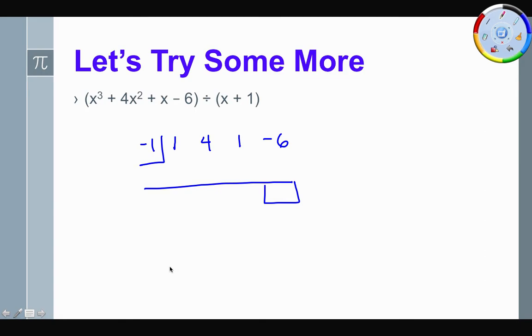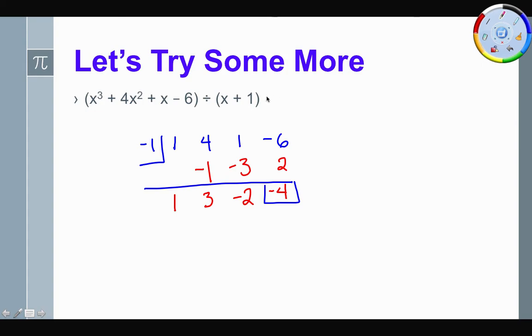That's the setup. We're going to drop the 1. We're going to multiply by -1 and get a -1. Then we're going to add, and we get a +3. Then we go -1 times 3 gets a -3. We add them together, and we get a... -6 is wrong. I don't know where that came from. 1 plus -3 is -2. Then we're going to say -2 times -1 is a +2, so we get a remainder of -4.